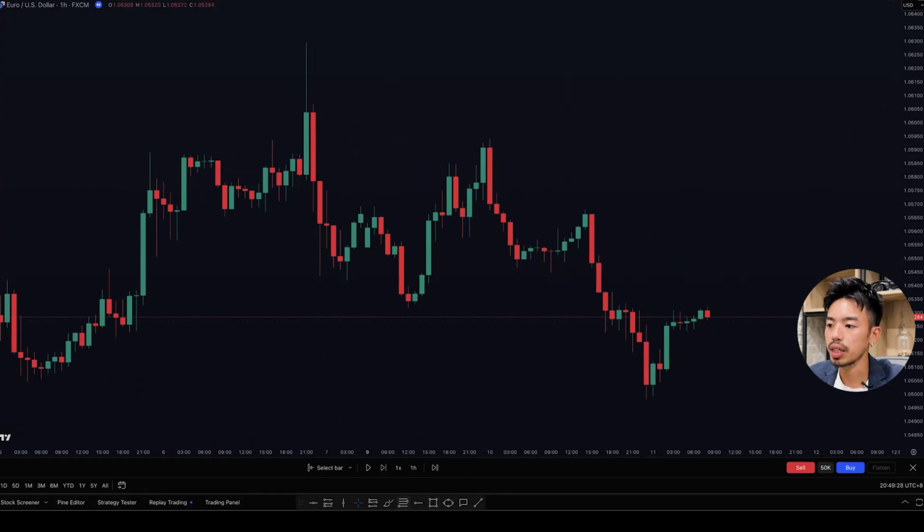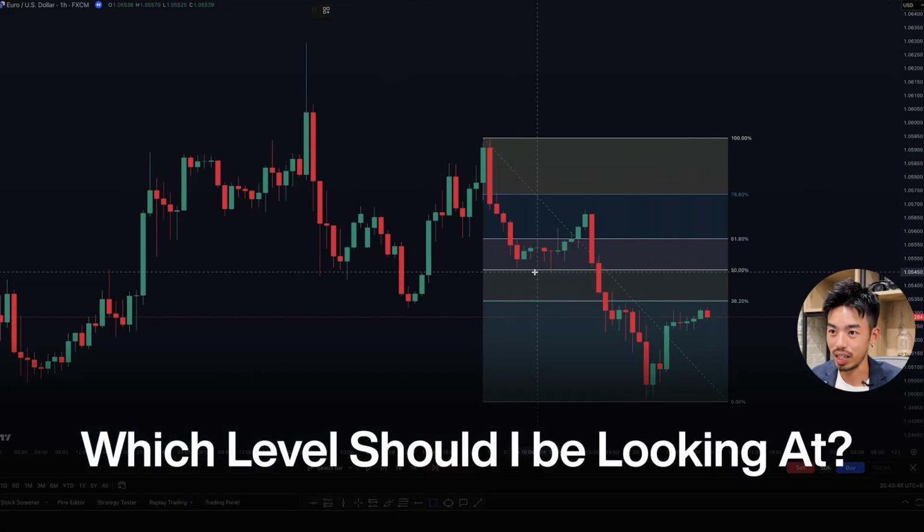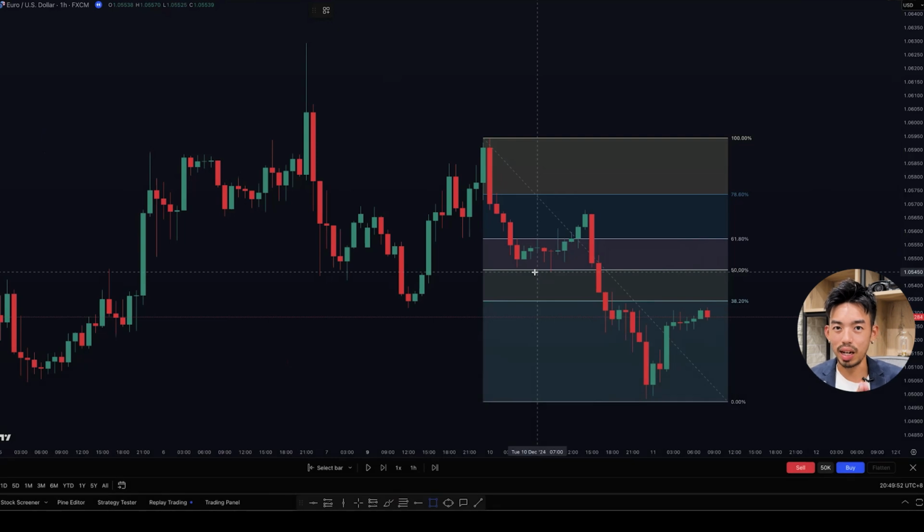If I take my Fibonacci and put it from the top, drag it all the way towards the bottom, we see we have the 38% lining up with this low, we have the 50% lining up with this low. Not sure which one to take, so that's your first conundrum. Which level should I be looking at? Okay, to answer this question, you want to see how the pullback is pulling back. Is it pulling back slow and choppy into the level, or is it coming in hard and fast? Hard and fast could be good things in some places, but not on the charts.